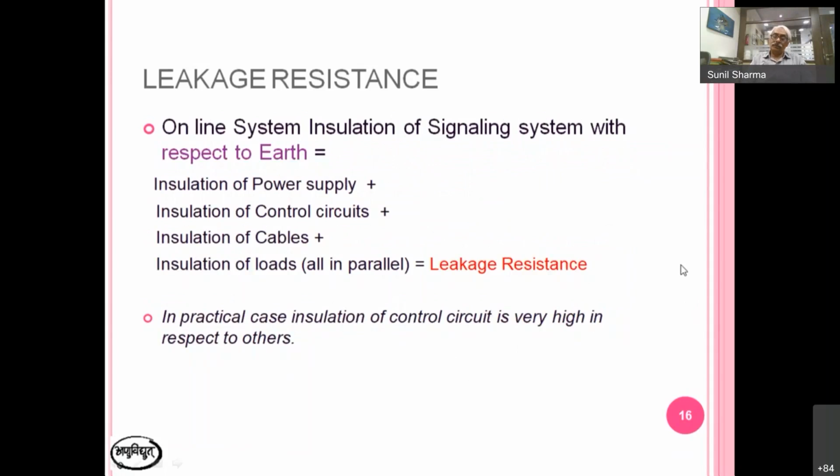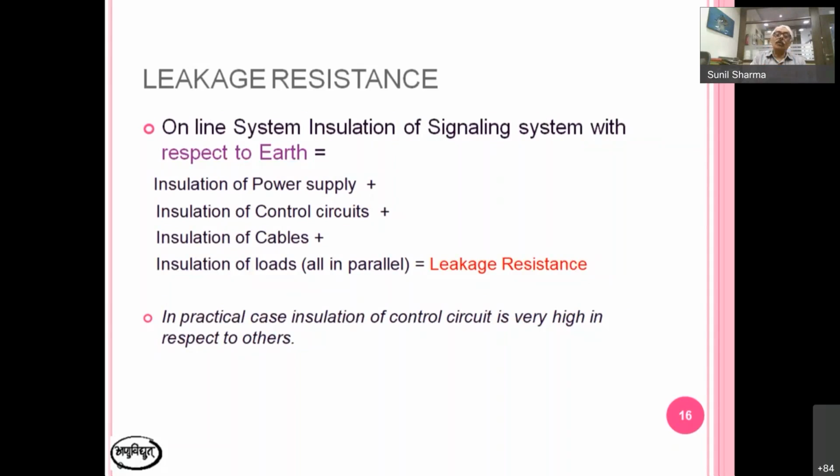So to understand this leakage resistance, I have made a small example. It's very quick and you may understand it very well. If anybody cannot understand, please give me a voice. So I am just explaining: the online system insulation of a signaling system, with respect to what?